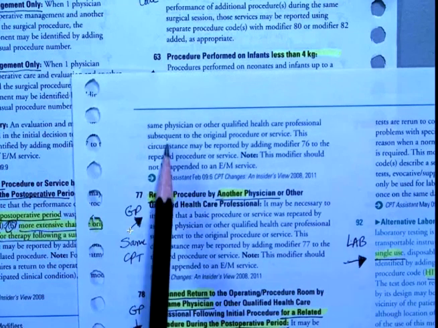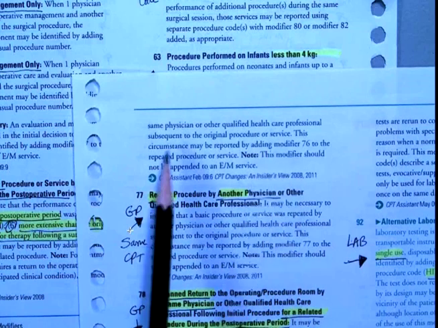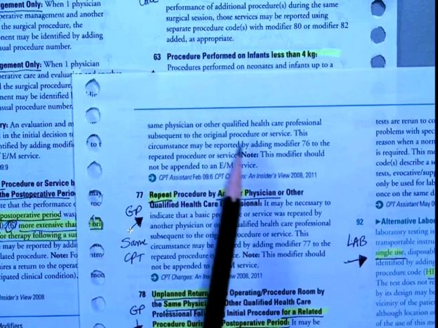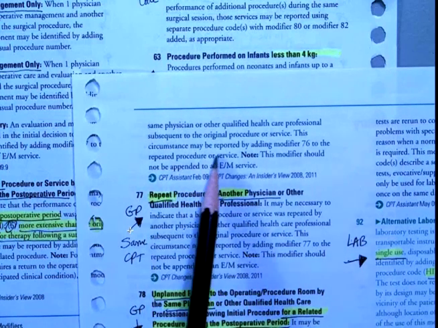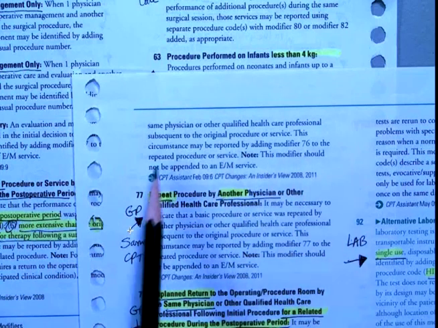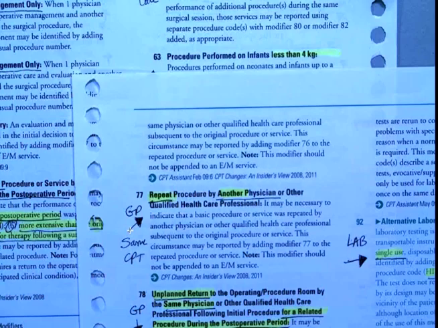Same physician or other qualified healthcare professional subsequent to the original procedure or service. This circumstance may be reported by adding modifier 76 for the repeated procedure. Okay, so that's the main key. Same CPT, whereas 58 isn't. Okay.